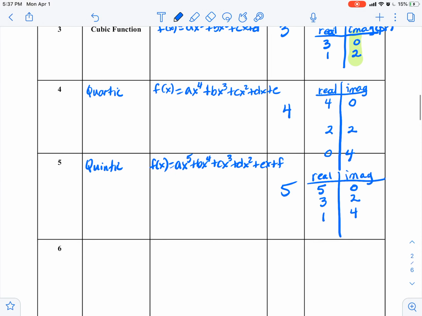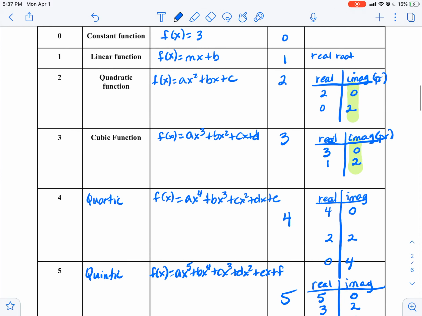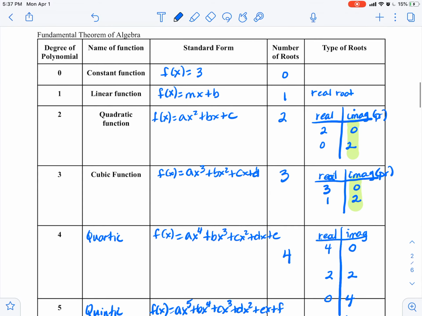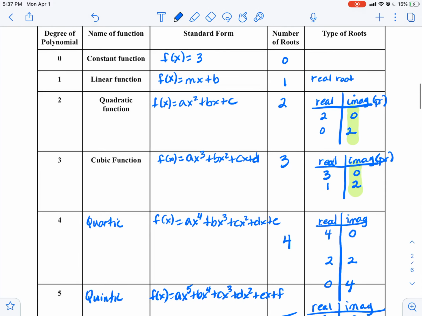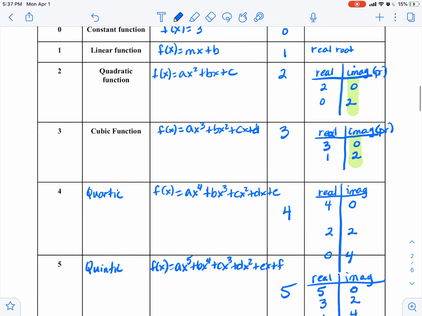So that is looking at all the possible types of roots you might have. It's called the fundamental theorem of algebra. So you kind of know ahead of time what you're looking at.